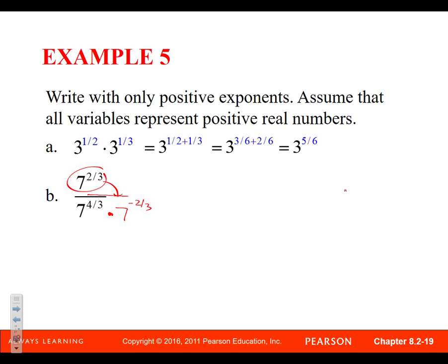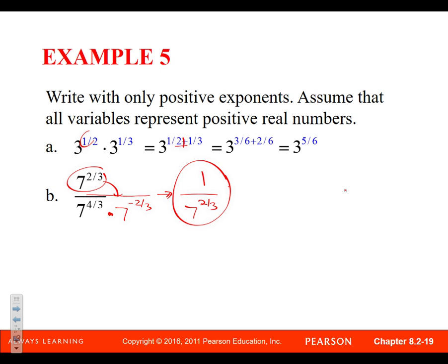So now, if I've taken this from the top to the bottom, what's left in the numerator? Well, a 1. So I'm going to put the 1 there. Now, they have the same base. So if they have the same base, I can add. See that? I can just add. So 4/3 minus 2/3 leaves me with 2/3, doesn't it? So that's 7 to the 2/3. So if they said, in this case, only positive exponents, I'm done.